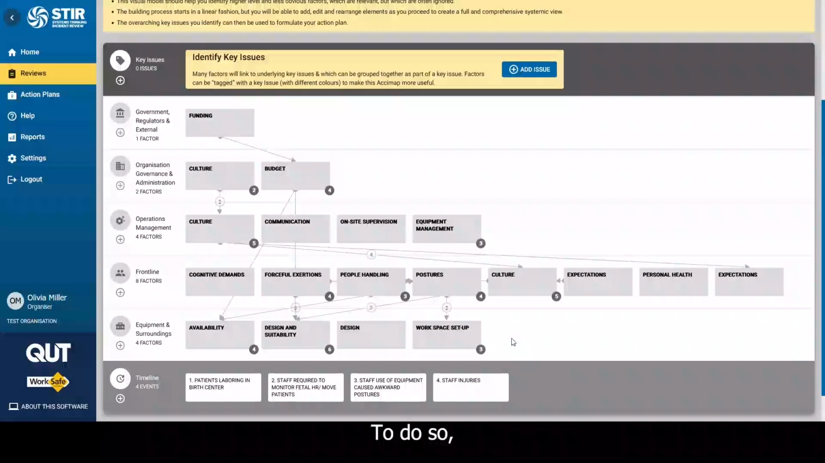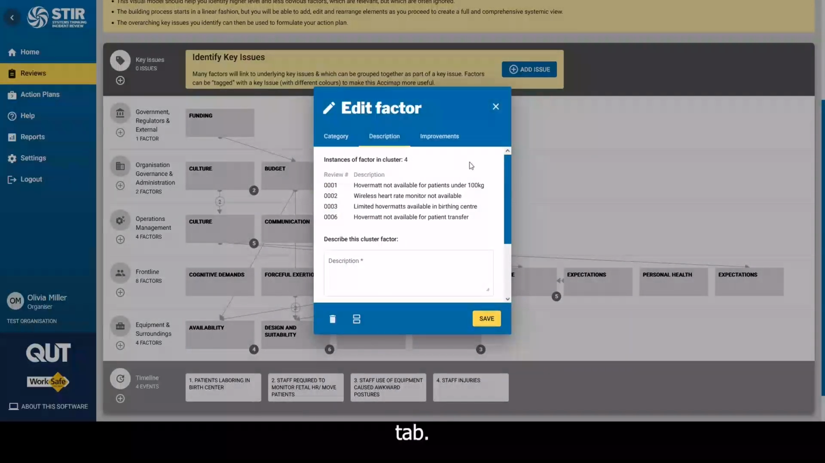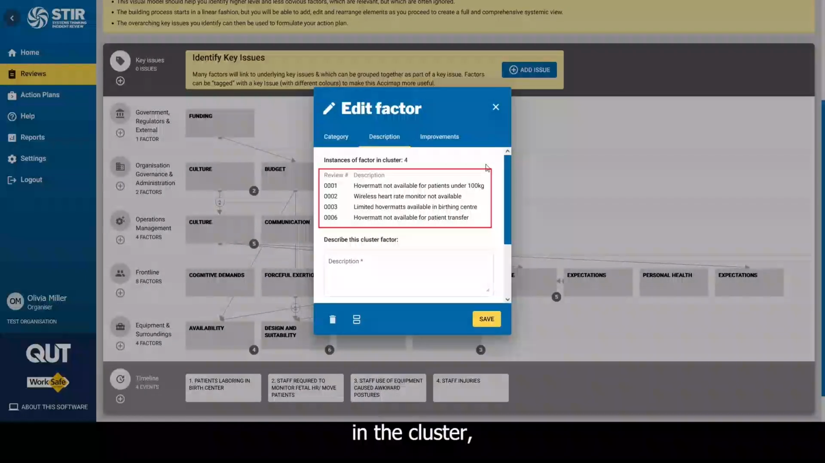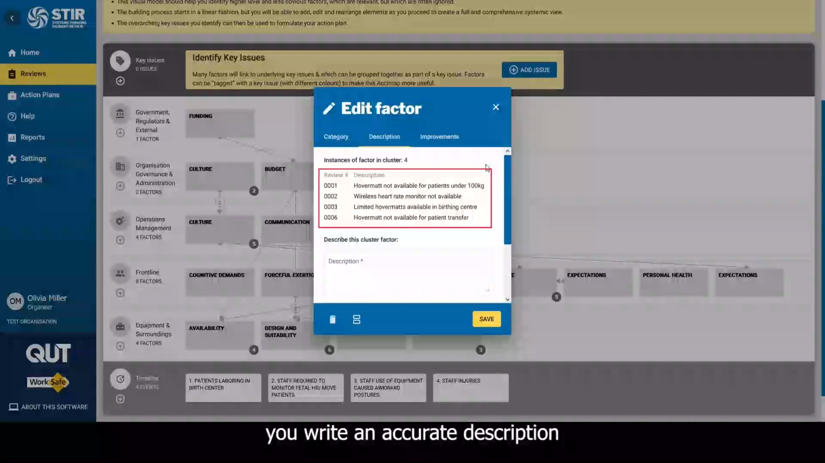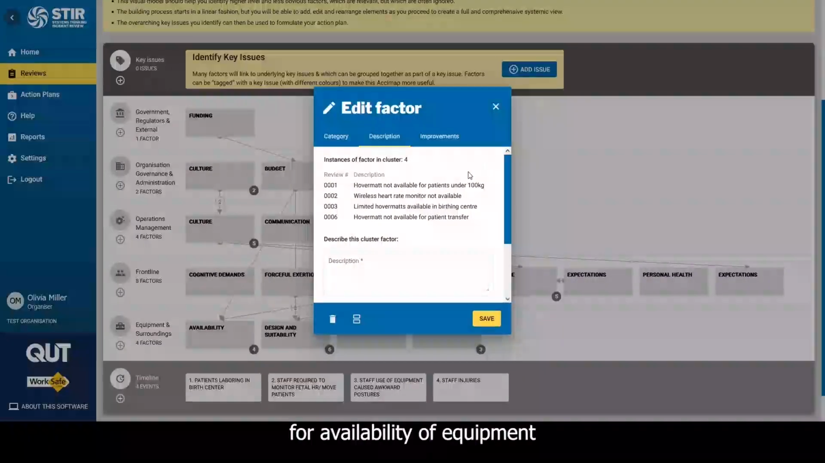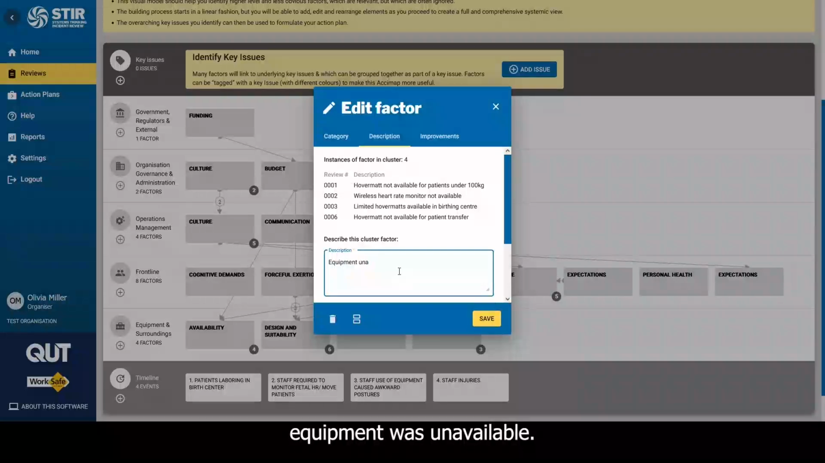To do so, click on the availability factor and navigate to the Descriptions tab. Before writing a description, it is useful to see how this factor was incorporated into the prior reviews included in the cluster, as this will help you write an accurate description of the factor to be displayed in the AXIMAP. For example, for availability of equipment, we might say that best practice equipment was unavailable.